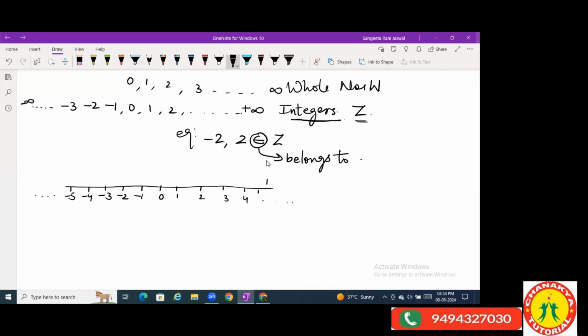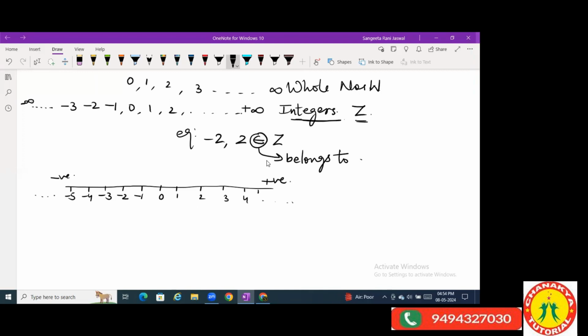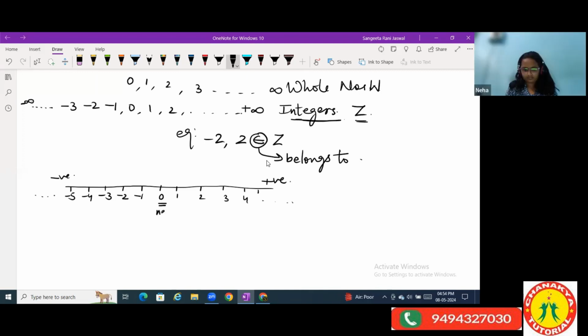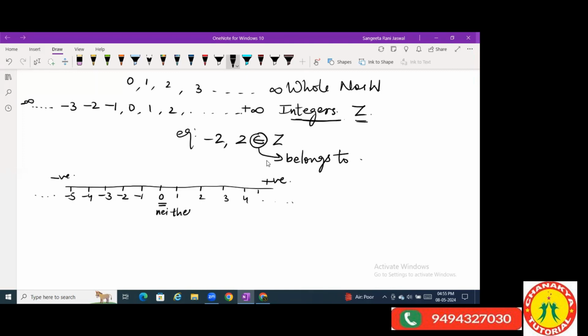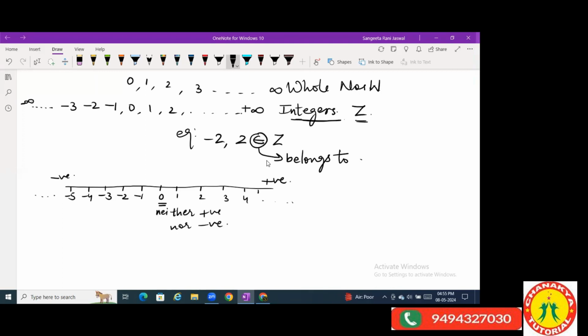All positive numbers are towards the right side. Negative numbers are towards the left side of the 0. Now 0 is in the middle, and it is neither positive nor negative. So 0 is neutral. There is no sign for 0.